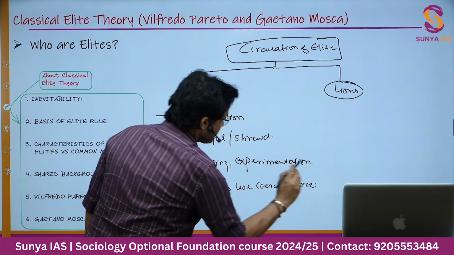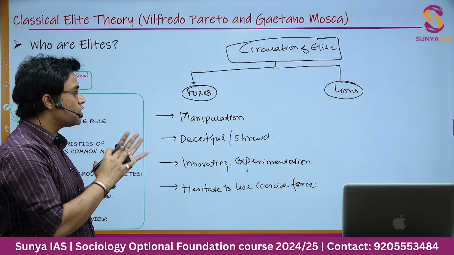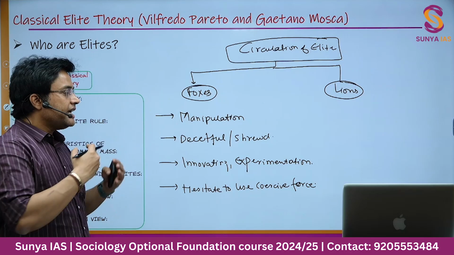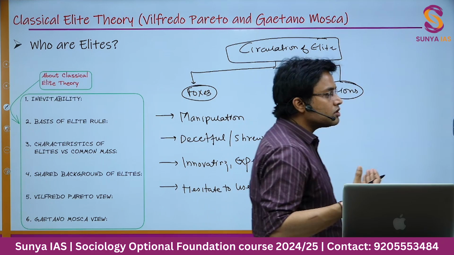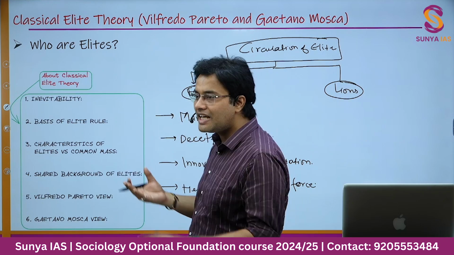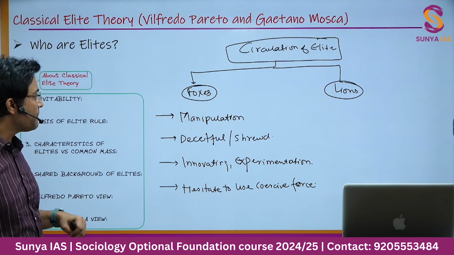If you have read the sociological theory of power, you can connect it with neo-Marxists and Gramsci also, where he says that the people who are ruling the society are not able to rule only on the basis of coercive force, but they also have to make a certain amount of concession. So they are also manipulating the sentiments of the common people. You can connect that here also.